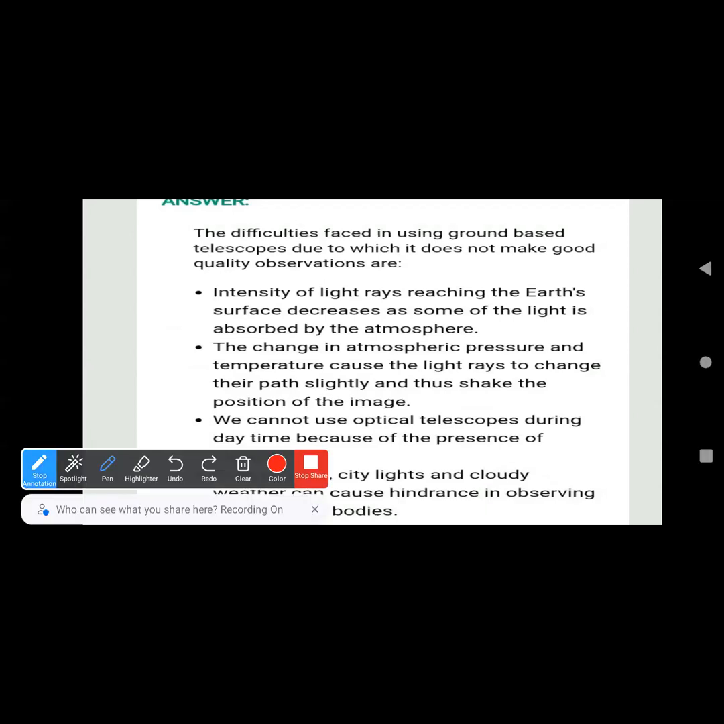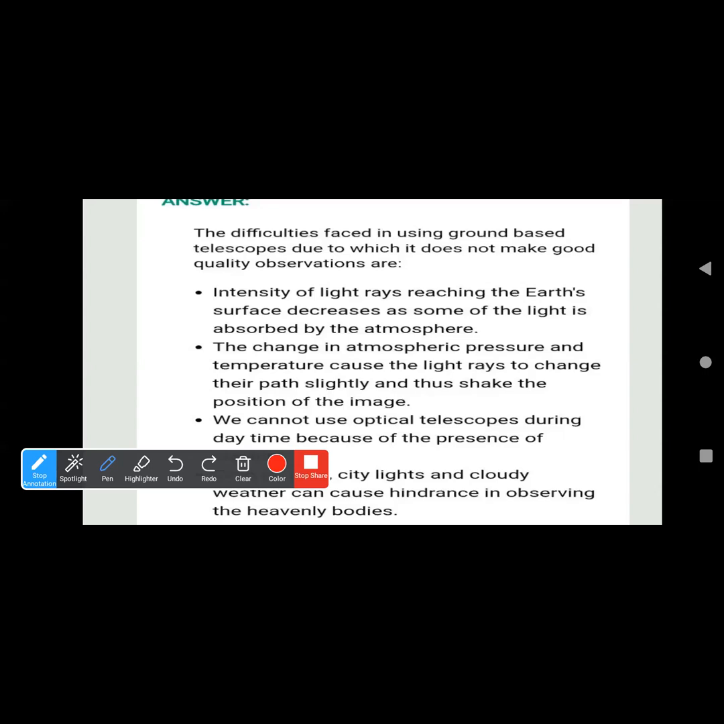Always try to write the answer in point form. So here we will see what the difficulties are. The difficulties faced in using ground-based telescopes, due to which they do not make good quality observations, are: the first problem is that the intensity of the light rays reaching the Earth's surface decreases as some of the light is absorbed by the atmosphere, isn't it? So some of the light rays which are coming are absorbed by the atmosphere, so it becomes difficult to get a clear image.